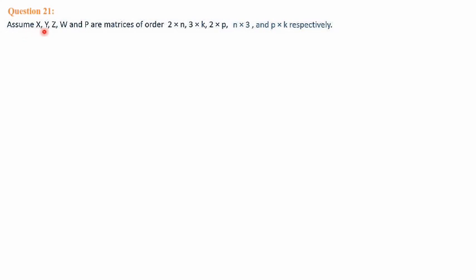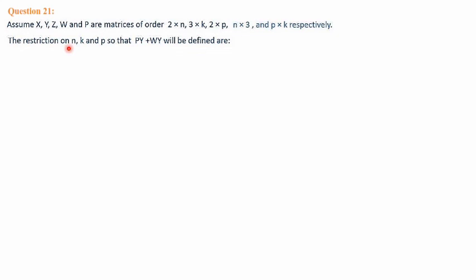Move on to question number 21. Assume X, Y, Z, W and P are matrices of order 2 by n, 3 by k, 2 by p, n by 3 and p by k respectively. So these are the orders. First matrix X is 2 by n, second matrix Y is 3 by k, third matrix Z is 2 by p, fourth matrix W is n by 3, and the last matrix P is p by k.